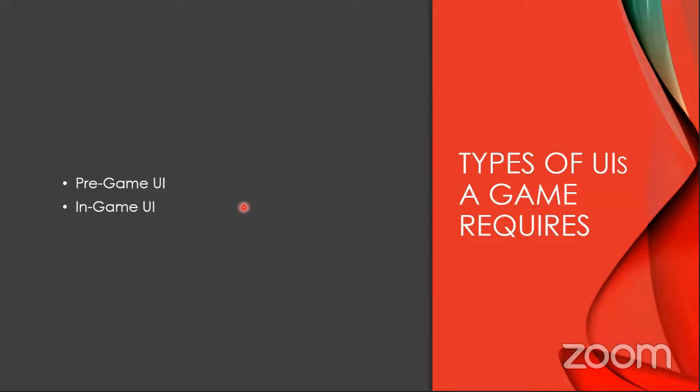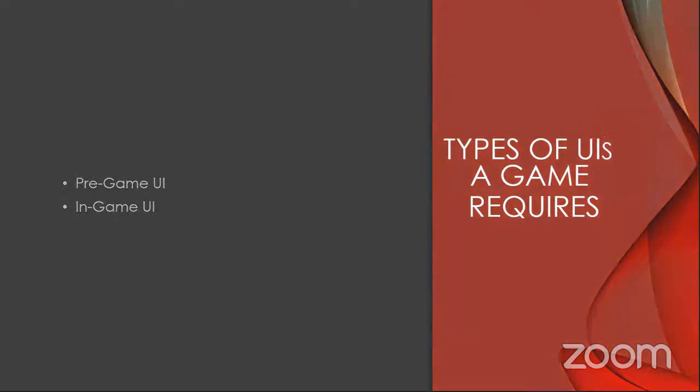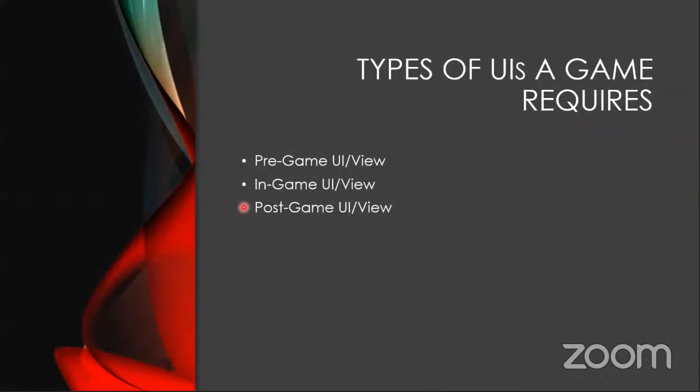So whatever you want your user to see during the gameplay, you can show onto that UI. And what if that user dies? It's called post-game UI, post-game UI view. Okay. How, what can be shown there? Restart or quit and stuff like that.